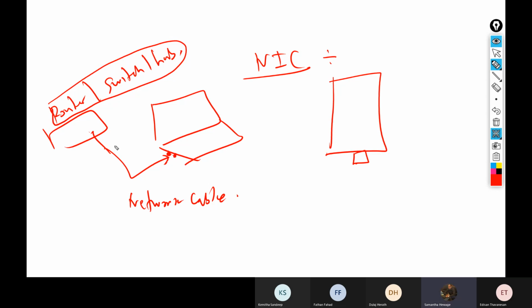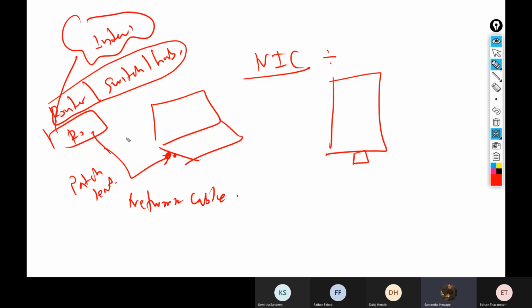There's a patch, we say patch lead. මේ cable එකට කියනවා අපි patch lead කියලා. Right? So we plug it. Then our internet, since this router is connected to the cloud or the internet, that's how we are getting the internet. So this is the cable connection.